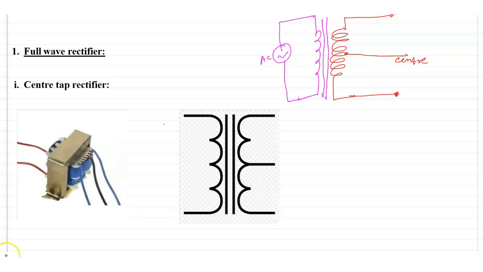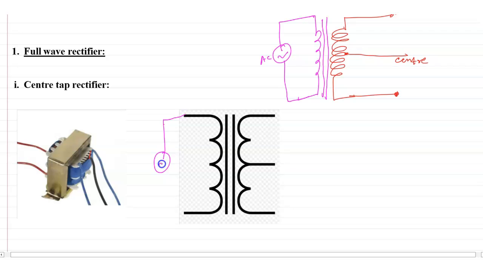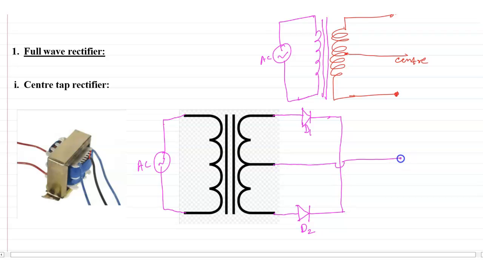This is a terminal. So first we connect this terminal with the AC source. Okay, AC, and in the output we have to use two diodes. One diode is like this, and another diode. These two diodes. So suppose this is D1 and this is D2. Okay, and this is the center.